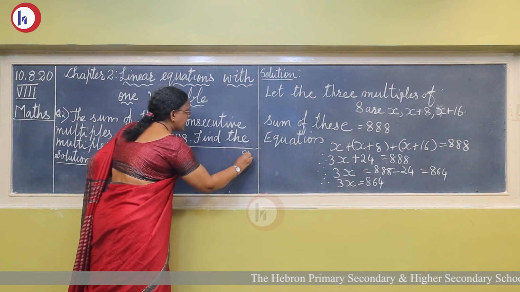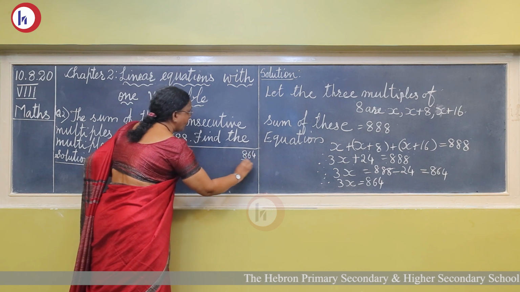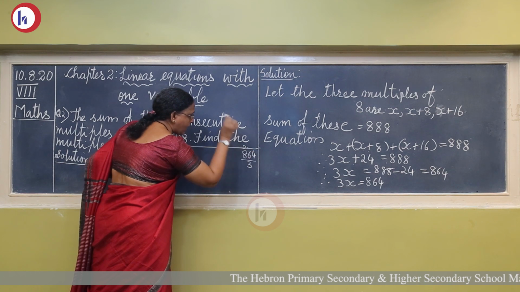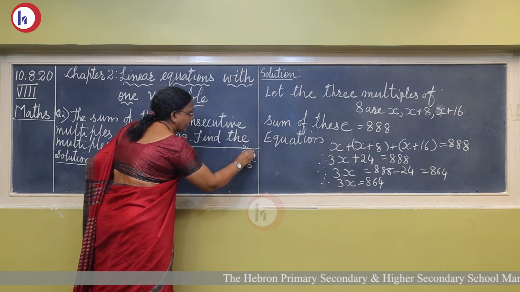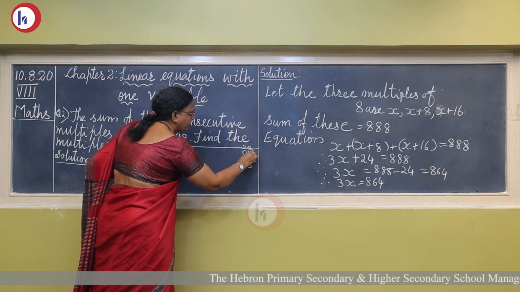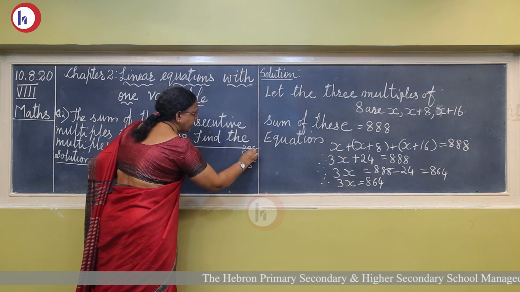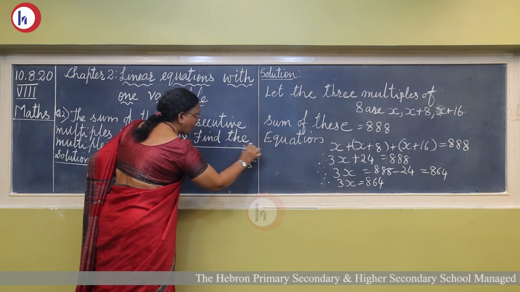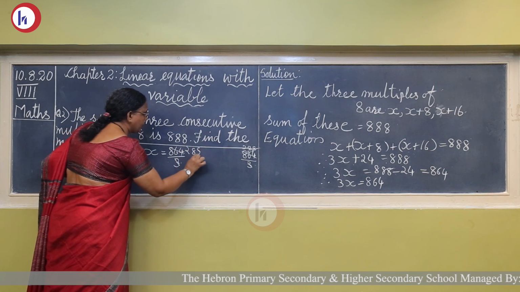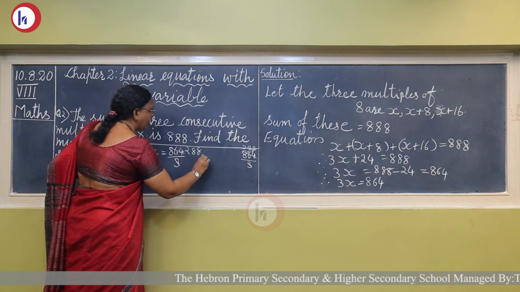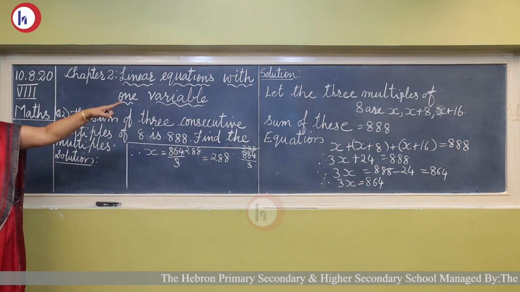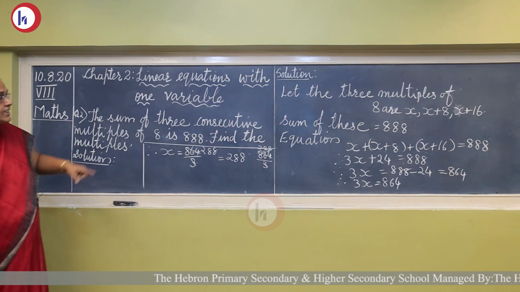Now let us see how the cancellation method is done. 864 upon 3. 3 goes into 8 two times. 2 threes are 6, then 2 carry over. Then 26: 8 threes are 24. Then again 2, so again 24, it is 8. So how much are you getting? 288. So the cancellation method is easy to do. Therefore x is equal to 288. Now once you get x, you can get x plus 8 and x plus 16.